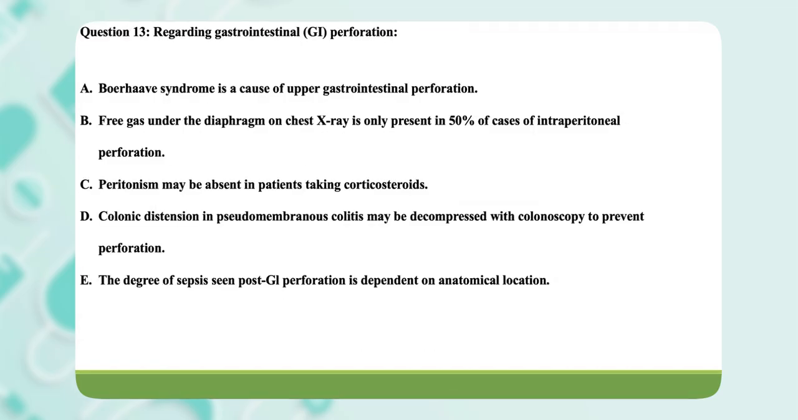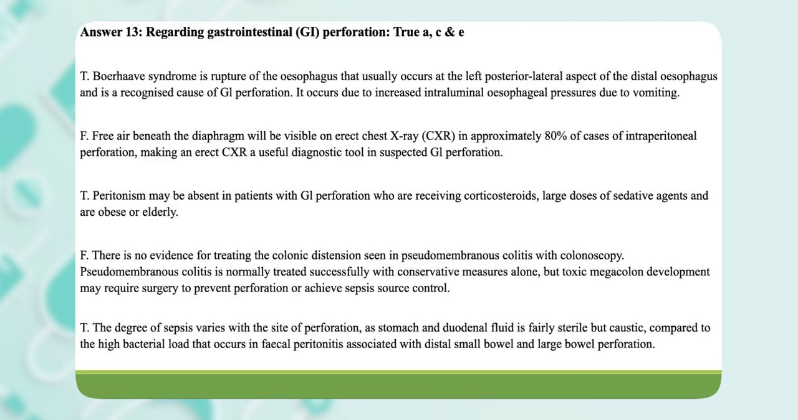Then, free gas under diaphragm on chest X-ray only present in 50% of cases of intraperitoneal perforation is false. The free air under the diaphragm will be visible on erect X-rays in around 80% of cases of intraperitoneal perforation, making erect chest X-ray a useful diagnostic test for suspected GI perforation.